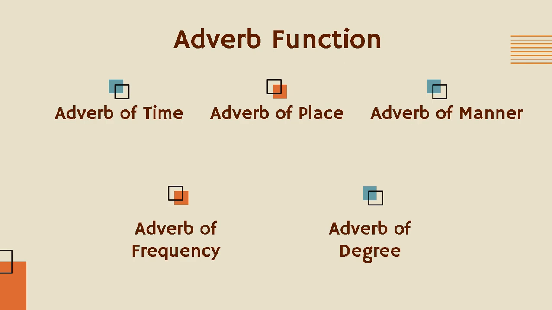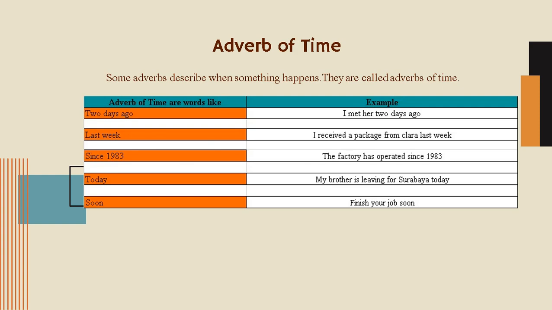Adverb function. Adverb functions are divided into 5 types, namely 1. Adverb of time, 2. Adverb of place, 3. Adverb of manner, 4. Adverb of frequency, and 5. Adverb of degree. Okay, first, adverb of time. Some adverbs describe when something happened. They are called adverbs of time.